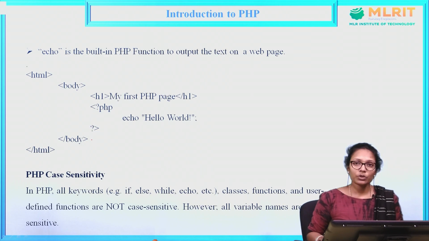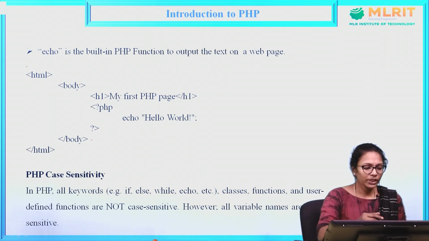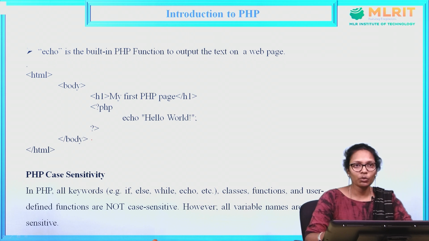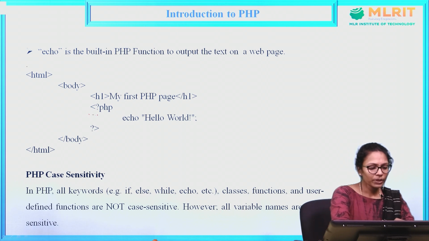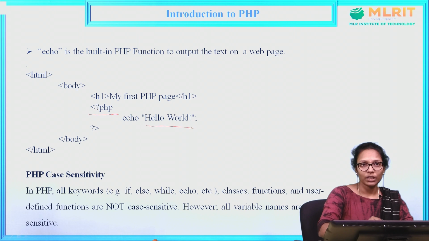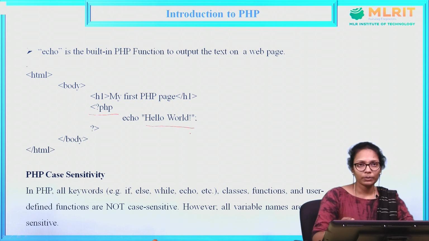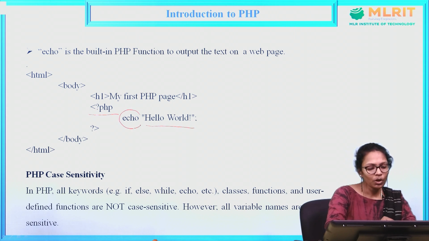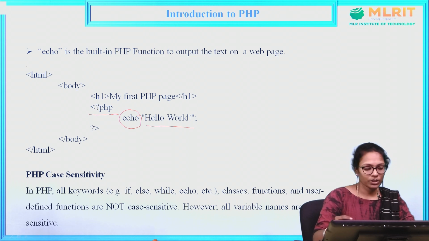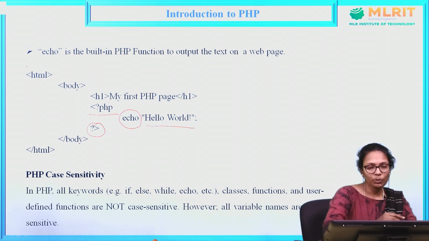So now coming to the basic program. Here I'm just combining the HTML code as well as the PHP code. If you want, you can separate the PHP code also. Now you can start your PHP using the symbol, and here I'm printing a message called hello world. To print a message in PHP, we use echo, or we can also use the print function. And I'm closing the PHP program like this.